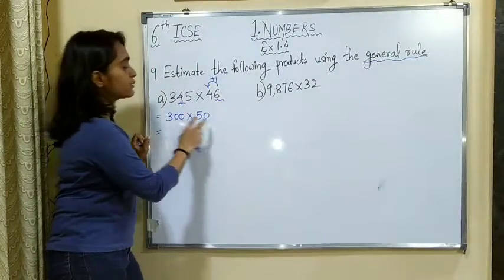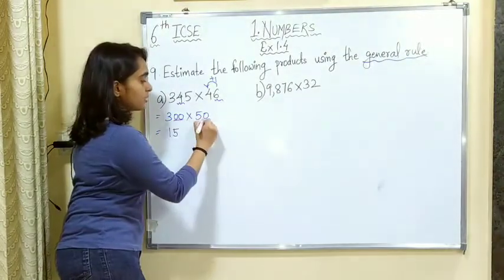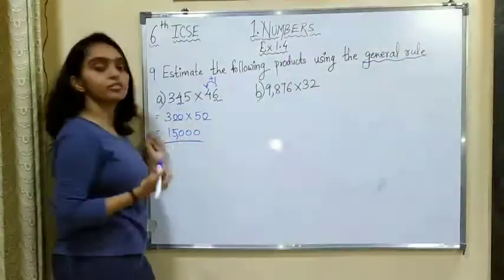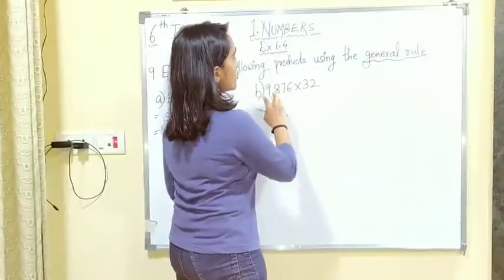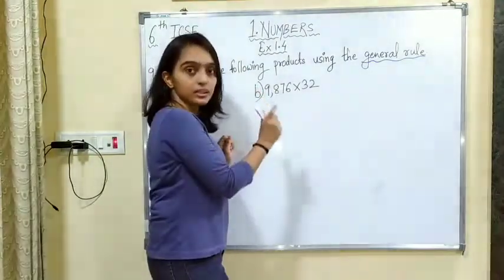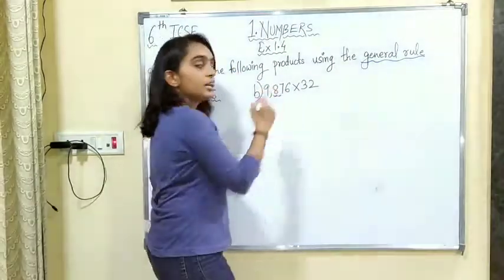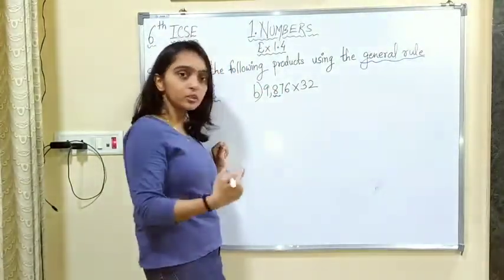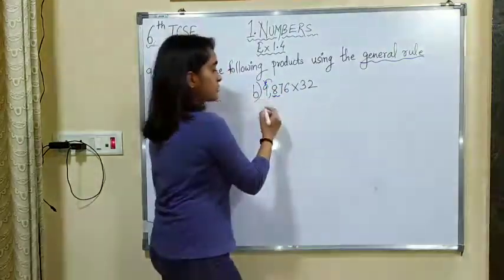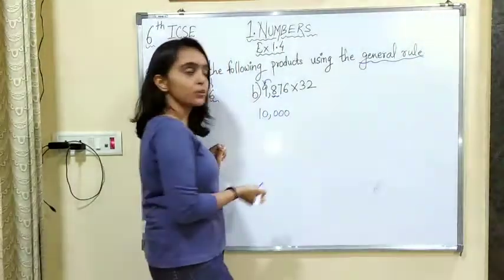Now 300 multiplied by 50. So 5 multiplied by 3 is 15 and 3 zeros. So your answer is 15,000. Now here a 4-digit number is given. So we will first estimate this number to the nearest thousands place. So here the digit at the hundreds place is 8. It is greater than 5. So we will add 1 to the thousands digit. So 9 plus 1 will give you 10 and all these numbers will be replaced by 0.